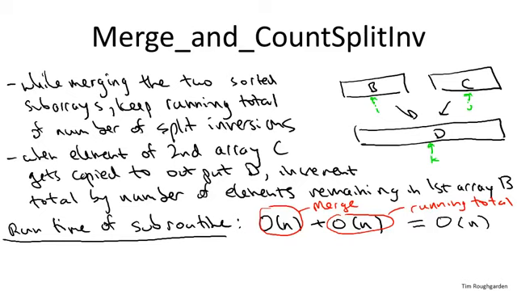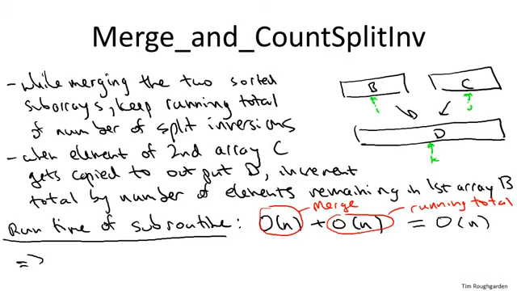Basically, there's some constant c1 so that the merge step takes at most c1 times n steps. There's a constant c2 so that the rest of the work is at most c2 times n steps. So when we add them, we get at most (c1 plus c2) times n steps, which is still big O of n because c1 plus c2 is a constant. Okay, so linear work for merge, linear work for the running count, so that's linear work in the subroutine overall.